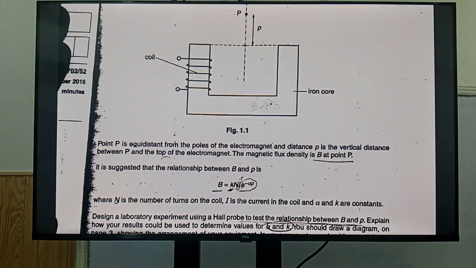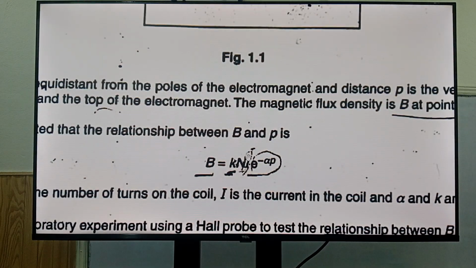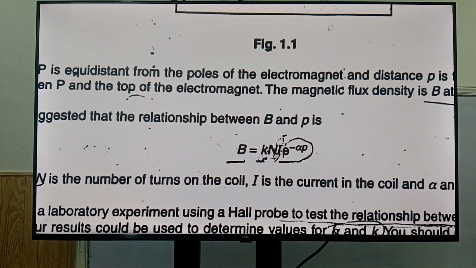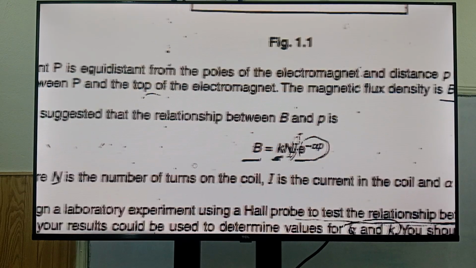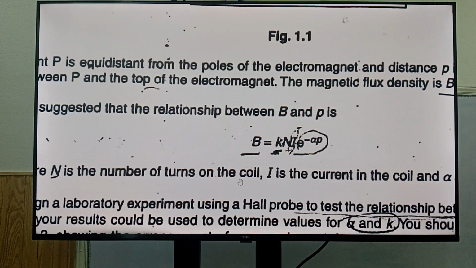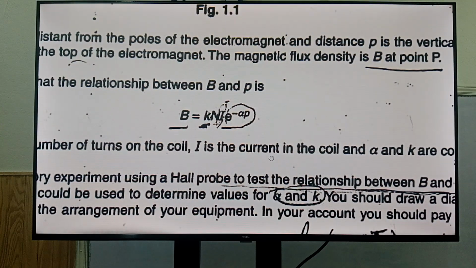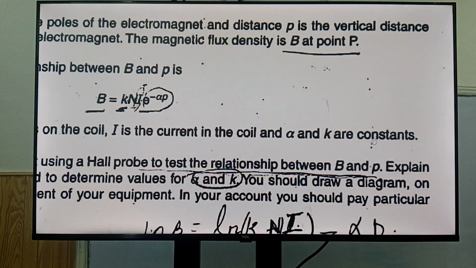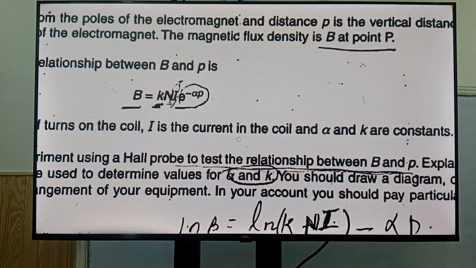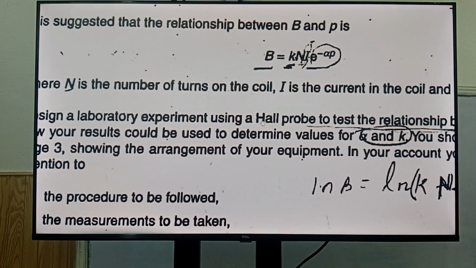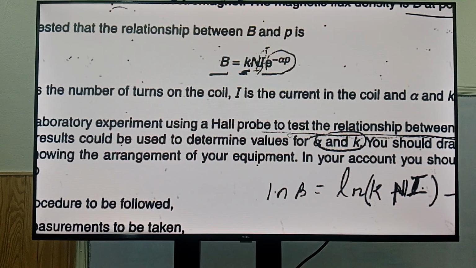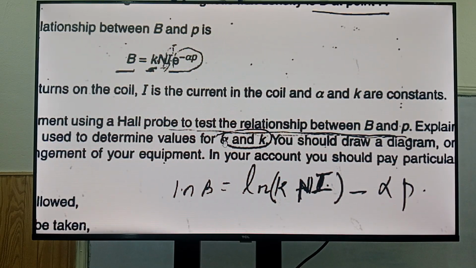It is suggested that the relationship, look at the relationship they have given, is B equal to N K I e to the power minus alpha P, where e is the exponential function, N is the number of turns on the coil, I is the current in the coil, and alpha and K are constants. So design a laboratory experiment using a Hall probe to test this relationship.